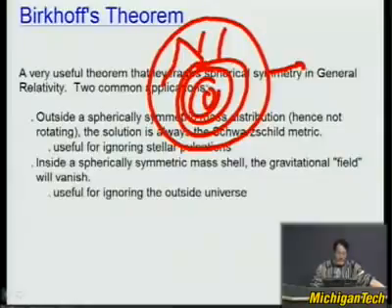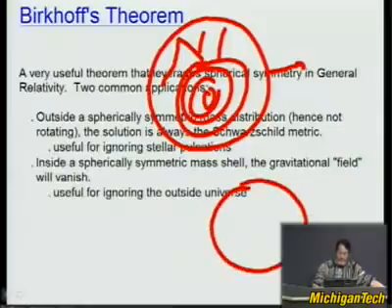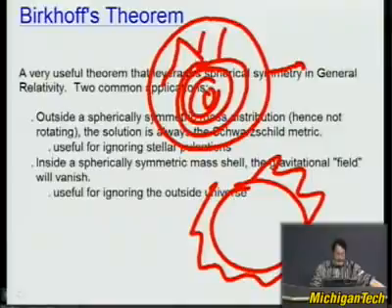Also, Birkhoff's theorem is useful if you have a shell of matter. Inside the shell, supposing that all of this is spherically symmetric again, the gravitational field will vanish. So this is useful for ignoring the outside universe. Sometimes people worry about what happens if there's an outside universe that is affecting us in ways that we don't know. There could be tremendous amounts of mass distribution far away in some directions. Yes, they could have an effect. But if the universe is smoothed over on some length scale, and you can say that past some length scale everything is infinite and uniform, then Birkhoff's theorem says you're justified in ignoring it.